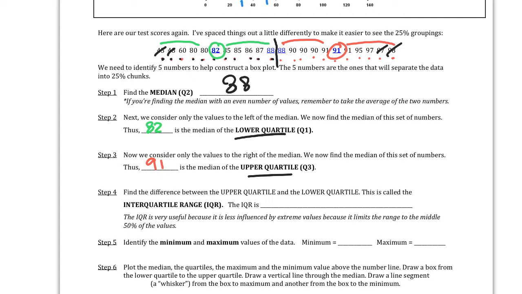Obviously, we can find the minimum and the maximum. I'm going to see if I can erase this so I can actually see those numbers.